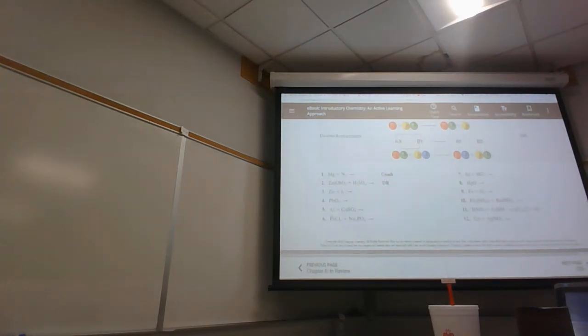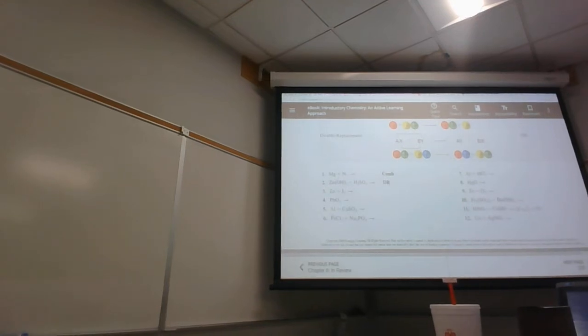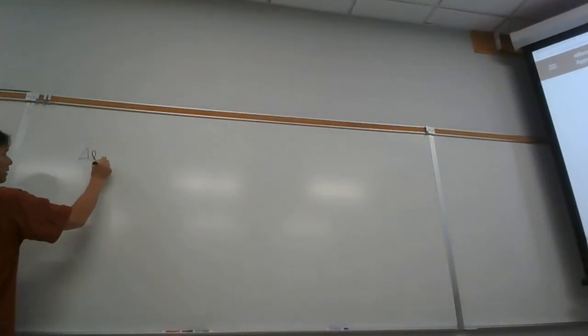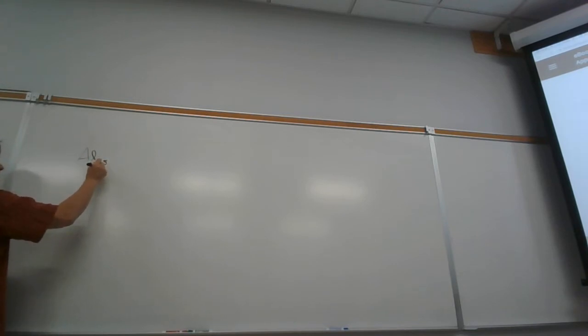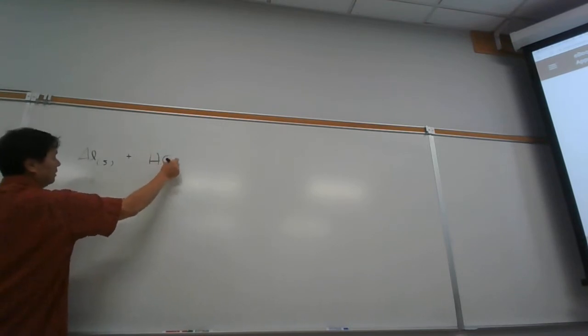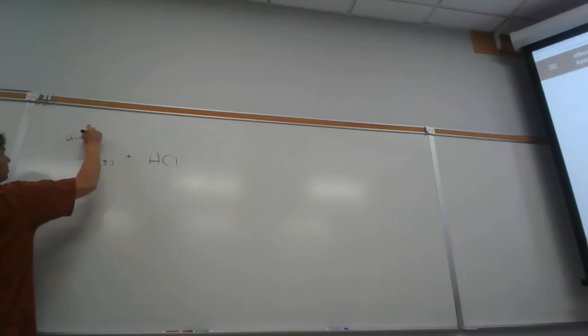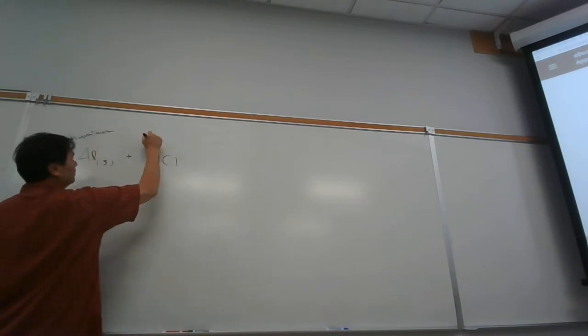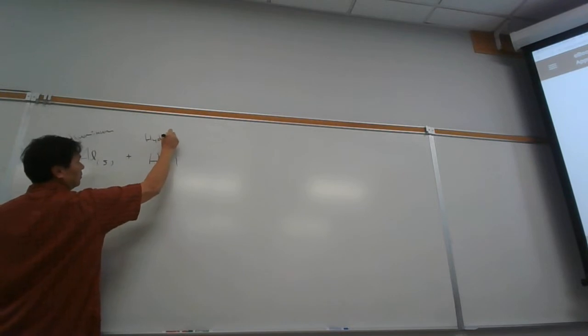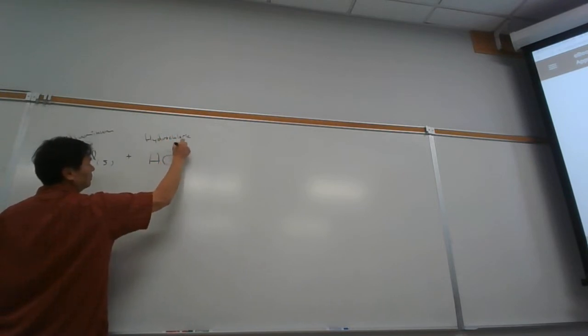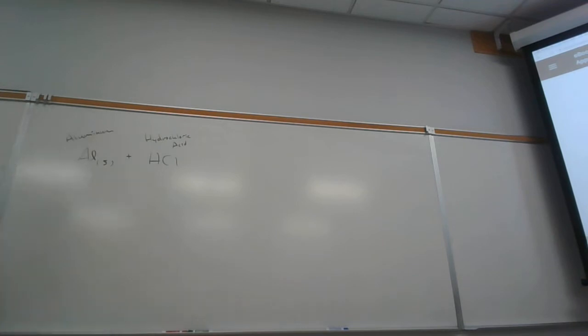So, what do you call the first? Is that aluminum or aluminum ion? Just aluminum. Yeah. Aluminum solid, liquid, or gas? What's this? HCl? Hydrochloric acid. Good. Hydrochloric acid. You don't want to mix aluminum with hydrochloric acid.